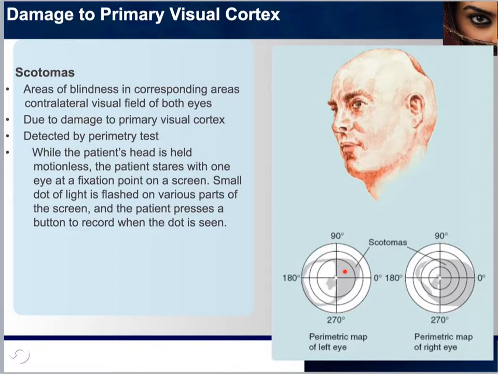But if the dot appeared here, the patient would not see it. If the dot appeared here, the patient would not see it. But if the dot appeared here, it would not be a problem. And that's how we were able to discover scotomas.